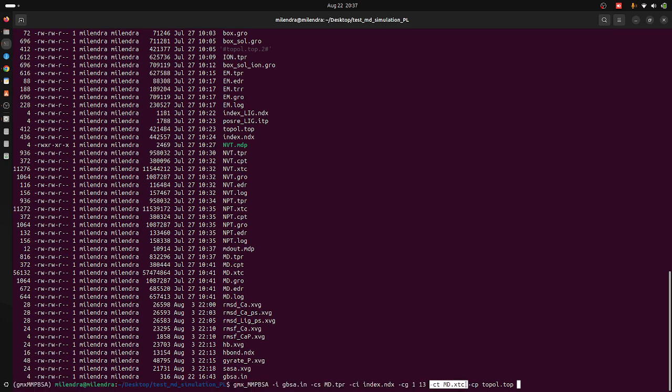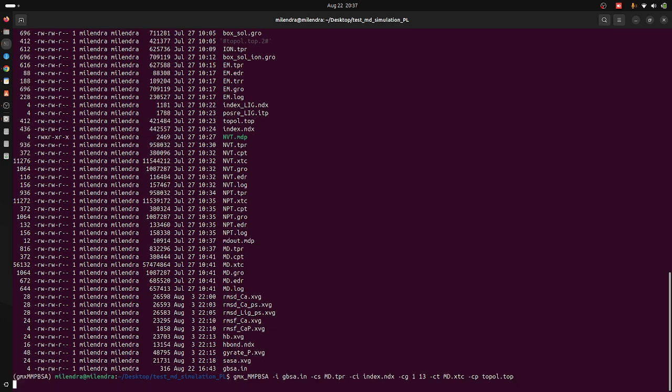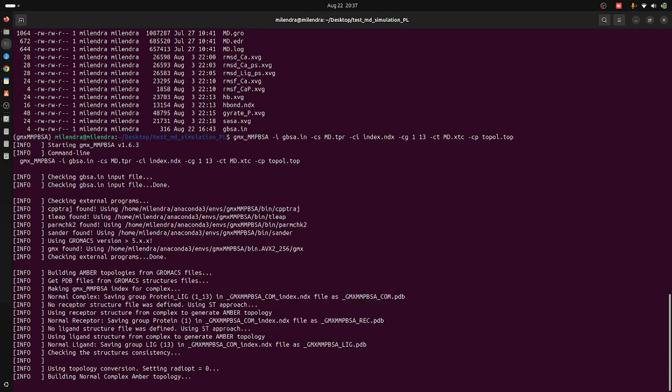And this is also an input flag, -ct, that represents the trajectory file, and -cp is for the topology file. So just hit enter and make it run. Okay, so it will take some time, right?